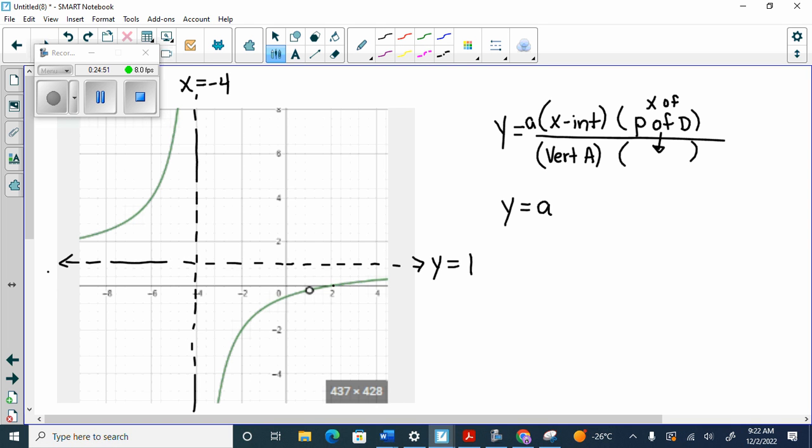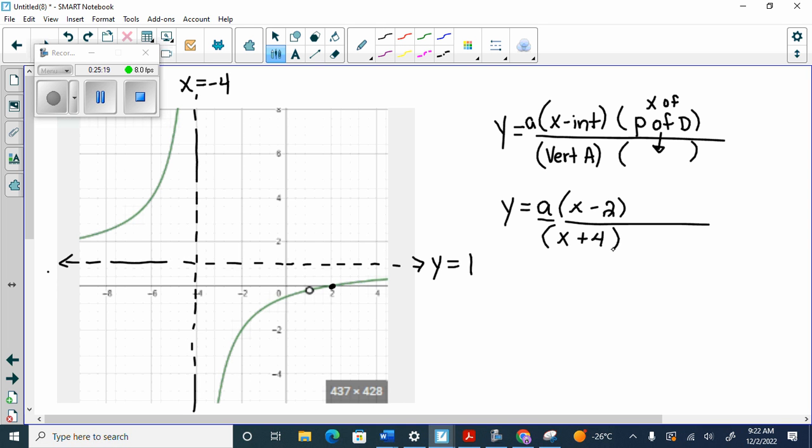It's at 2. So what would its factor be? X minus 2. Someone whispered, and I agree with you. And then on the bottom, I need my vertical asymptote. What's it at? Yeah, it's at x equals -4, so its factor would be x plus 4. Exactly.